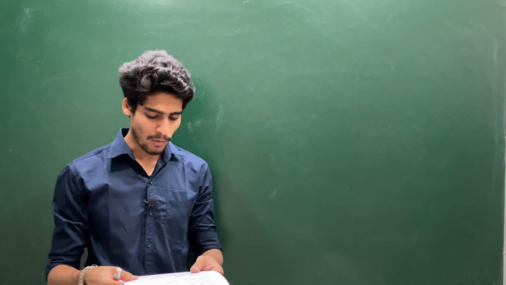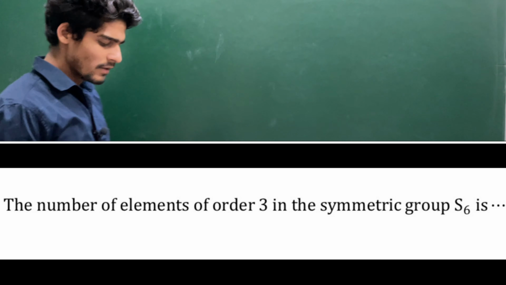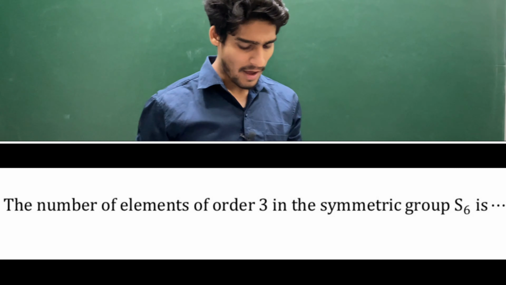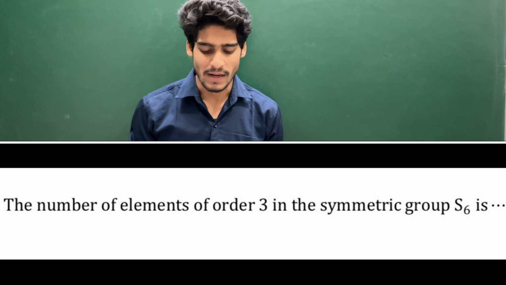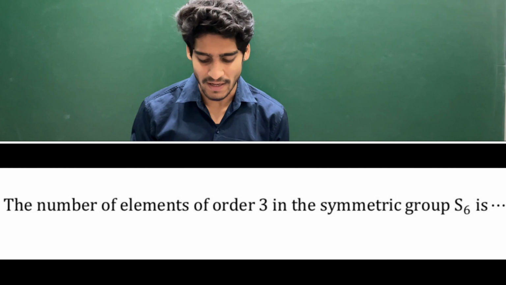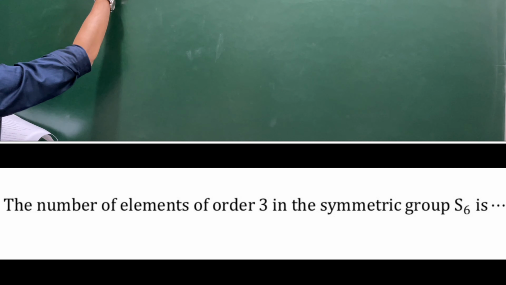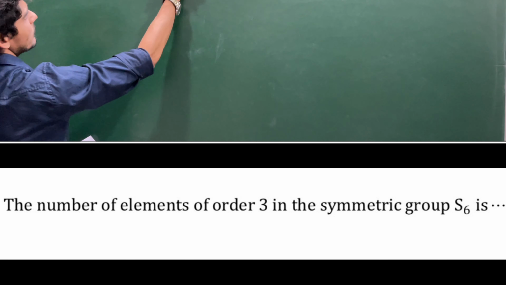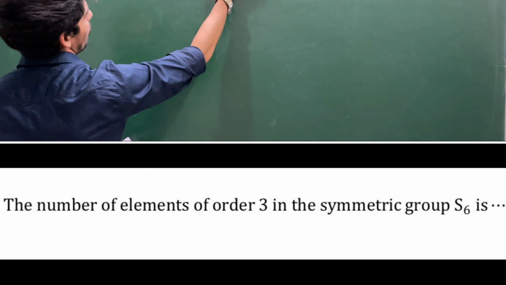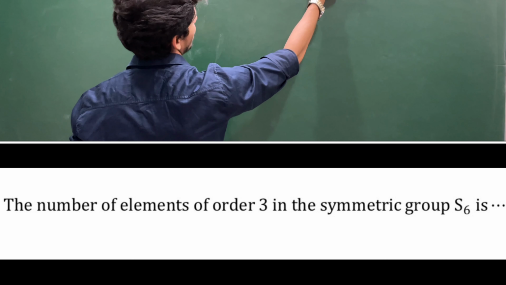Okay, let us begin with the problem number 1. Question number 1, this is based on the permutation group Sn. Every time they ask one question from this permutation group. The number of elements of order 3 in the symmetric group S6. So they are asking the number of elements of order 3 in S6.